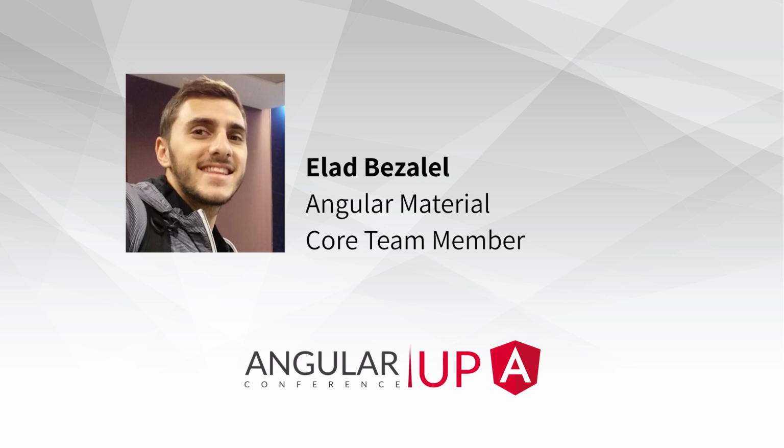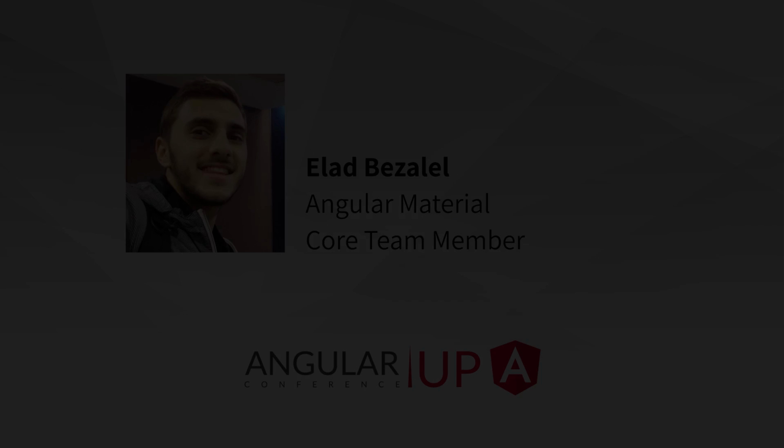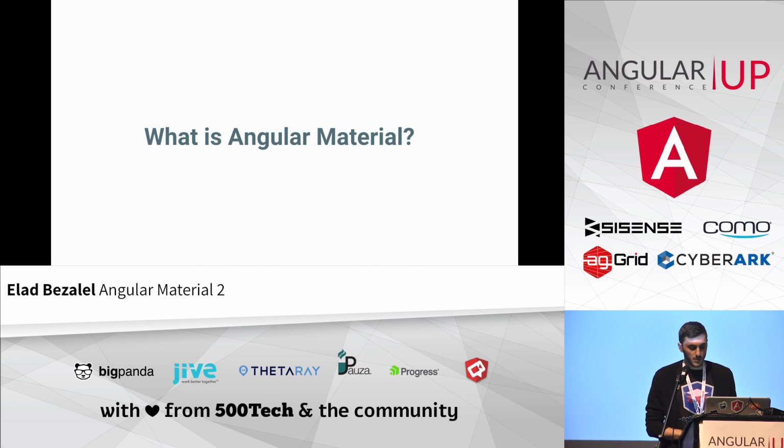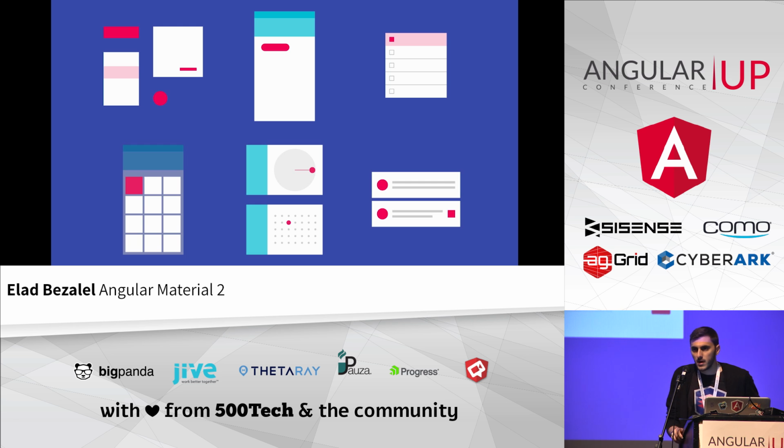We're here today to talk about Angular Material 2. My name is Elad Bezalel, as Shmuel said. I've been working on Angular Material 1 for a year right now, and for the last couple of months, I've been working on Material 2. But before we start diving in, what is Angular Material? Angular Material is a project by the Angular team with the aim to provide you high-quality UI components based on the Google Material design spec.